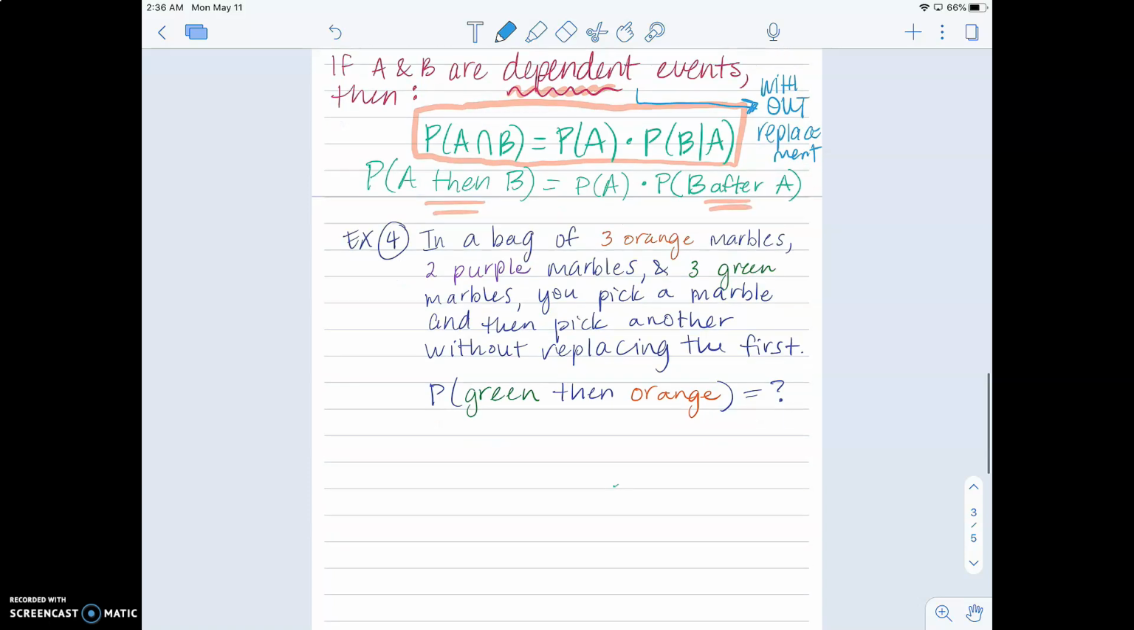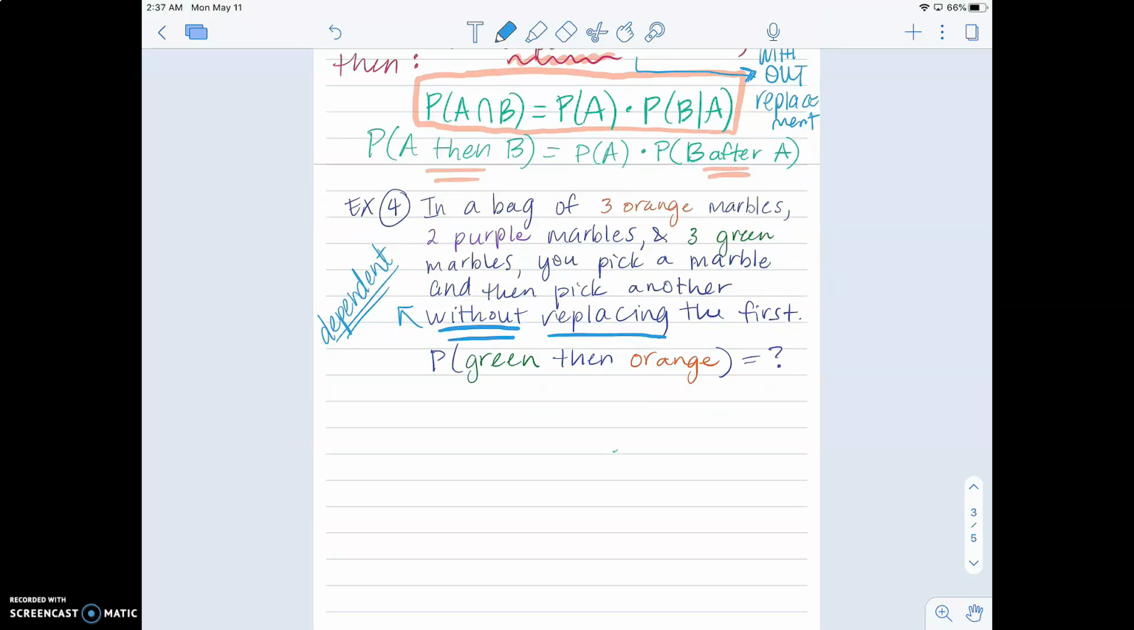All right, here's how we apply that though. So example 4, it says in a bag of 3 orange marbles, 2 purple marbles, and 3 green marbles, you pick a marble and then pick another without replacing the first. Okay, so first key there, without replacement, guys, that means it's going to be dependent. So make sure that you're checking and asking yourself, is this an independent or a dependent one? Since it's dependent, I can use the formula above. And it's asking what's the probability that I get a green marble first and then an orange marble second, right?